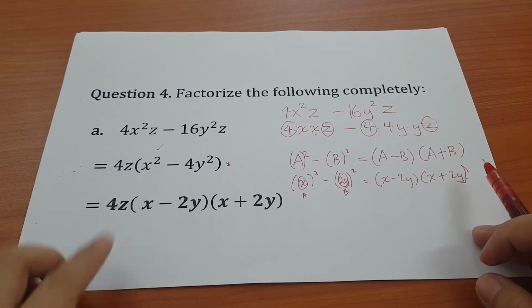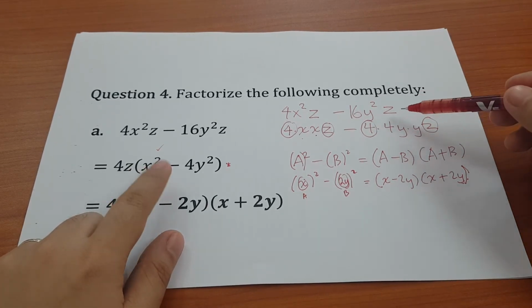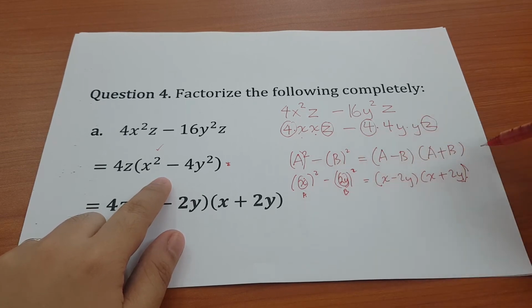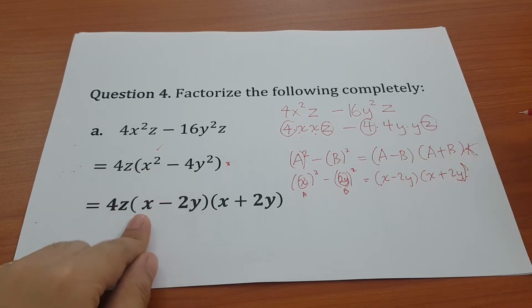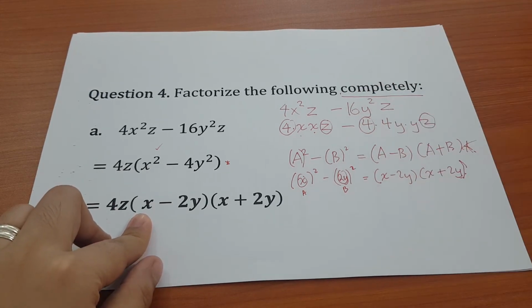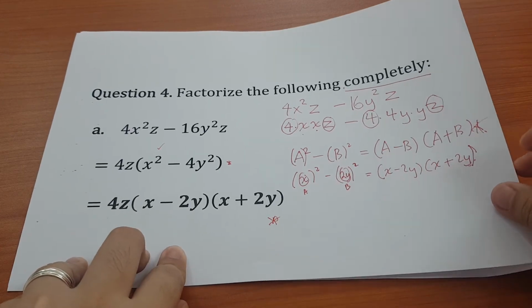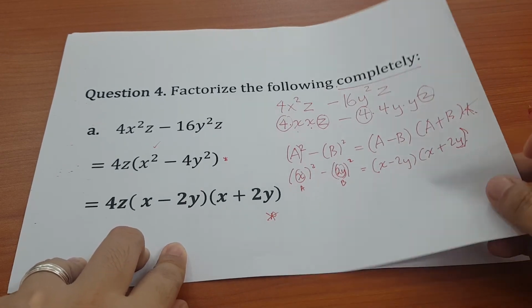So always apply. After you take out the common, if you can still apply the difference of the square, then apply it. So you just always remember, factorize completely, so you should get the right factor. And so this will be the end for this question.